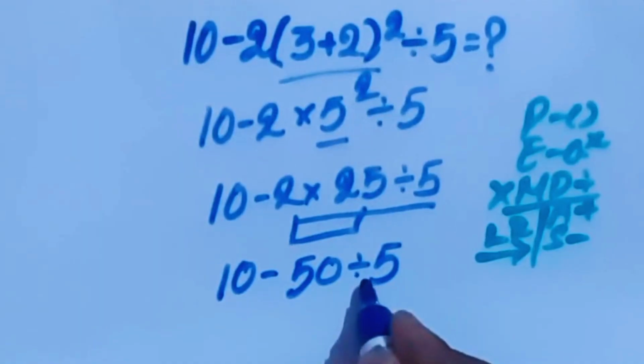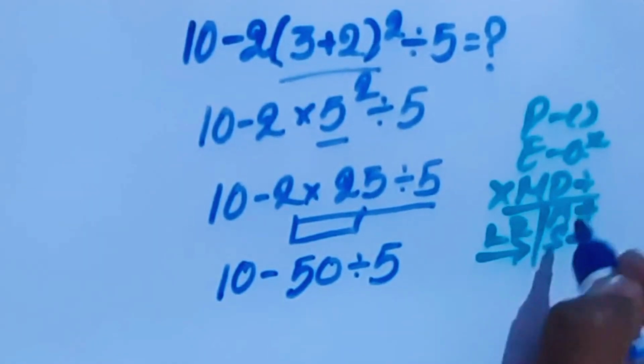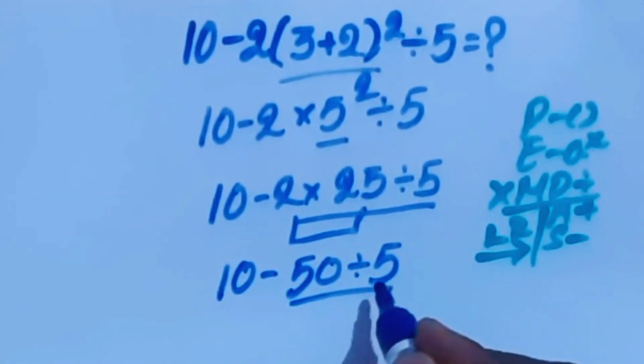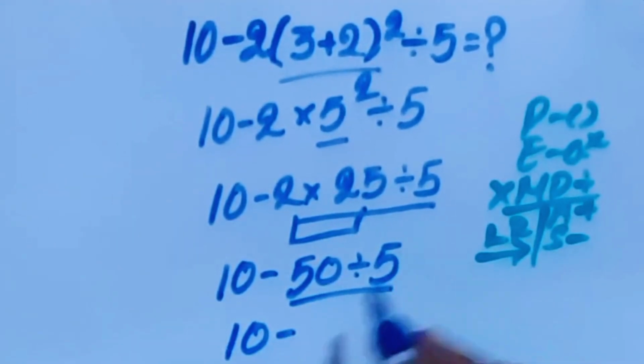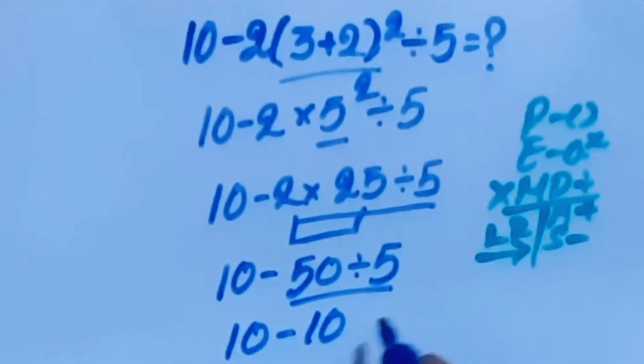Here we have subtraction and division. Division has higher priority than subtraction, so we have to do the division before the subtraction. So 10 minus 50 divided by 5 is 10 minus 10. Here 10 minus 10 is 0, which is the correct answer.